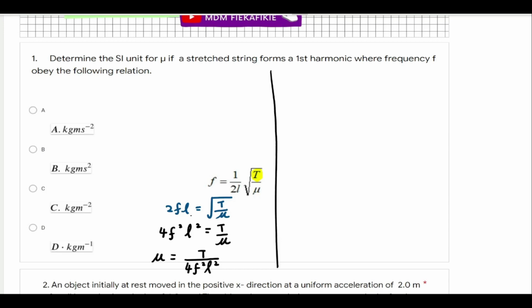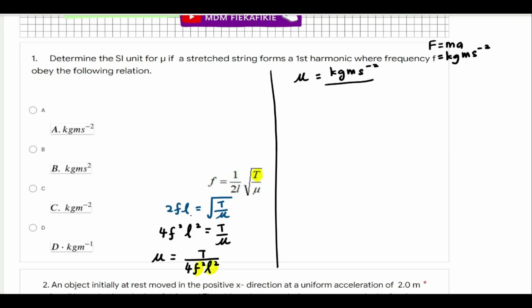Okay, and T is tension. So since we want to determine the unit, unit tension apa dia? Kita selalu tahu unit tension adalah Newton. Kalau saya terus saja tulis unit sebab kita nak cepat jawab soalan objektif. So tension unit dia adalah sejenis force. F is equal to MA and the unit for mass is kg, where the unit for acceleration is meter per second squared. Okay, so you can write kg meter per second squared over frequency squared and L squared.